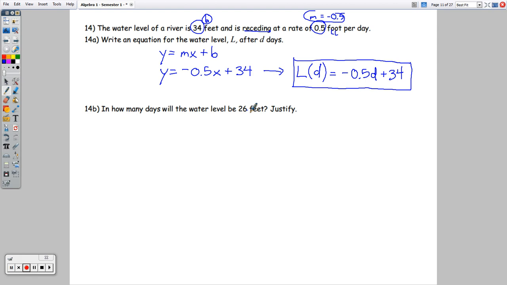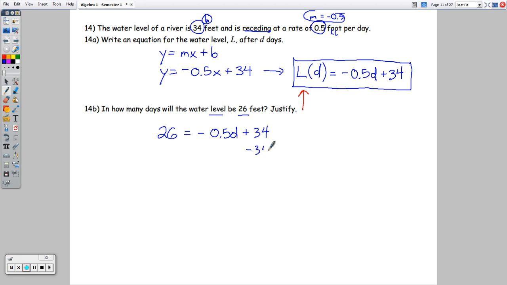In how many days will the water level be 25 or 26 feet, excuse me. So we're saying the level is 26. That means we want to replace the L with 26, not the D with 26. So we want the L of D part to be 26, and then we'll need to solve for the D part over here.